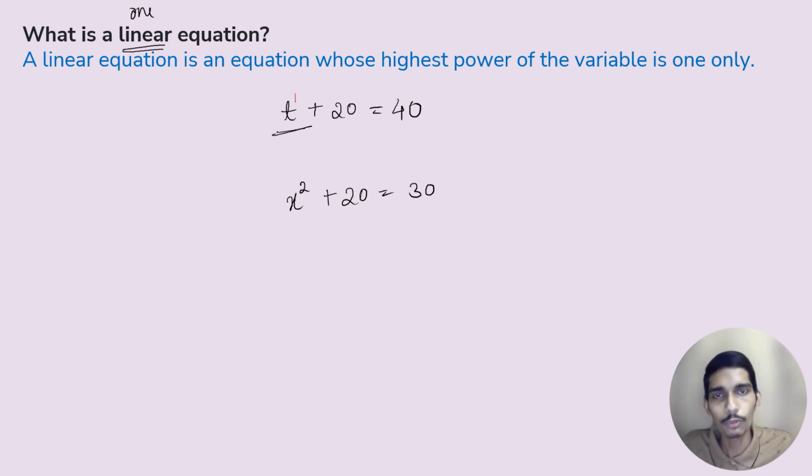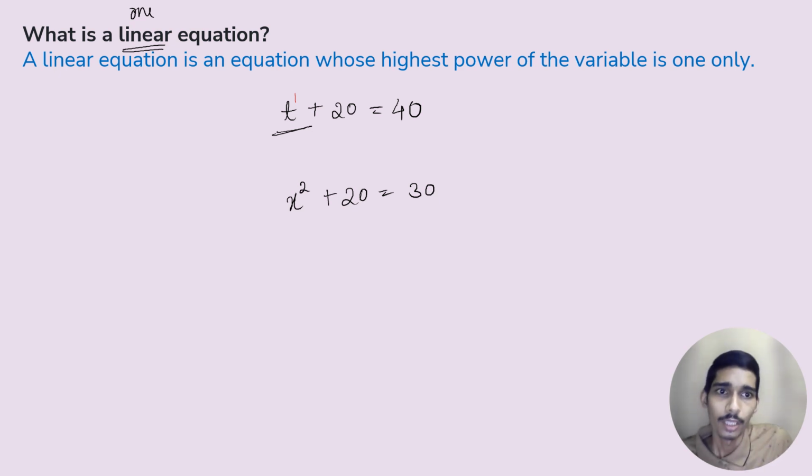Always remember, if there is no power on any variable, then by default there is 1. We don't write 1. As I told you, in an algebraic expression, we hide the multiplication symbol. Similarly, in the case of power also, we hide the power 1. We don't write the power 1. We eliminate it, but by default there is the power 1.